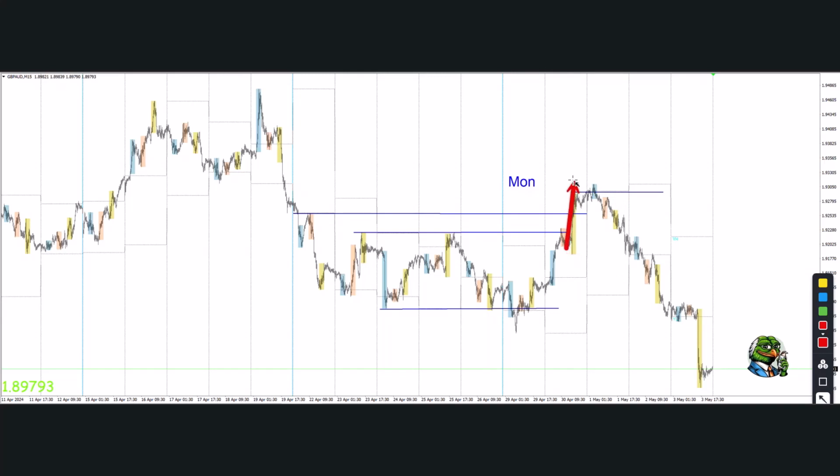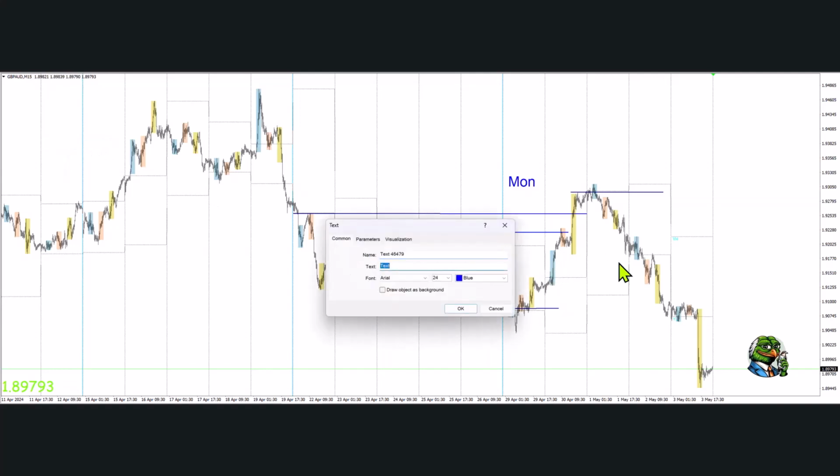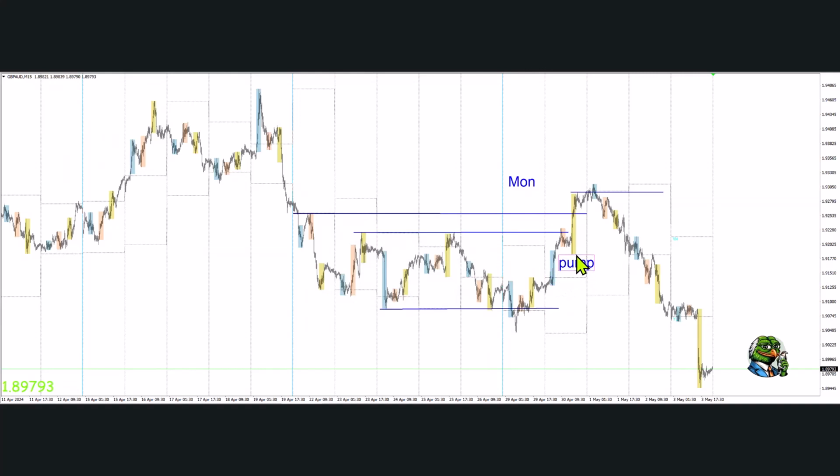That's a very clearly identifiable pump. Okay, so let me write pump there. Nothing subjective about that. You can clearly see that's a pump up. Okay, and that's my reason for this market to potentially now reverse.